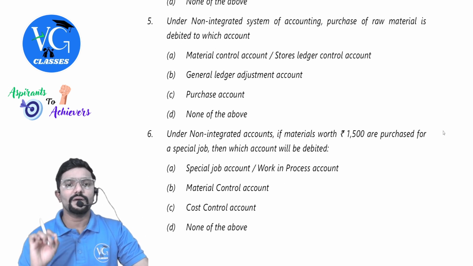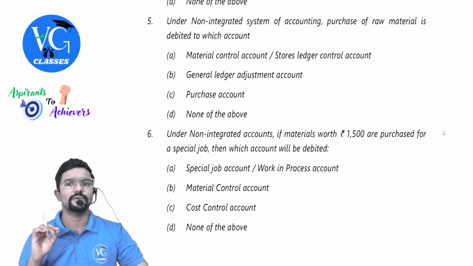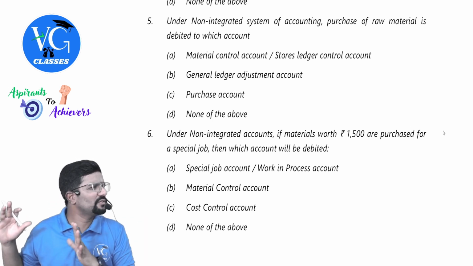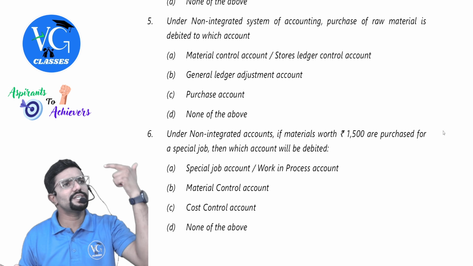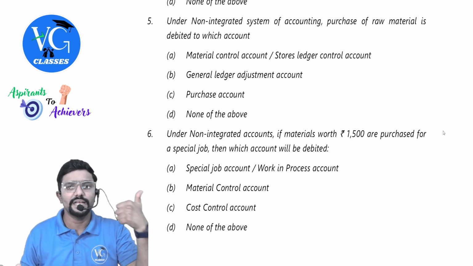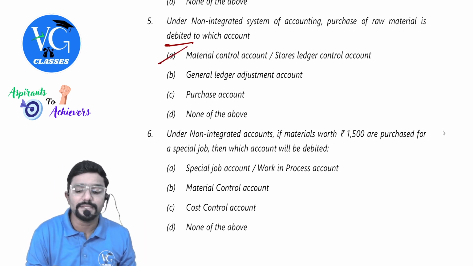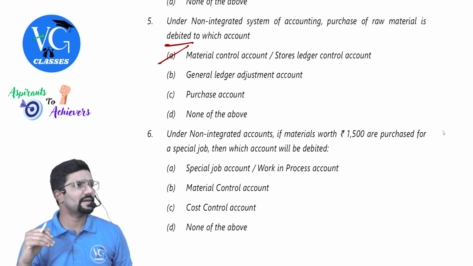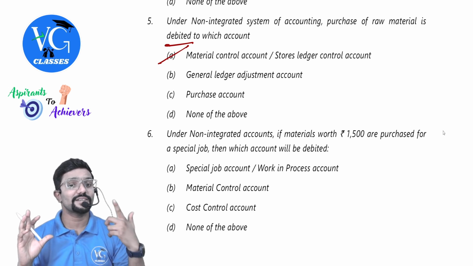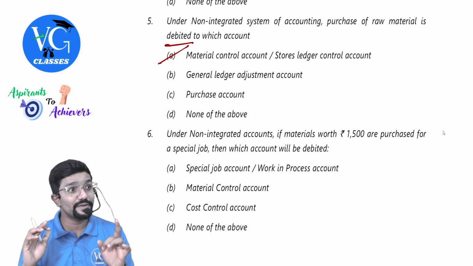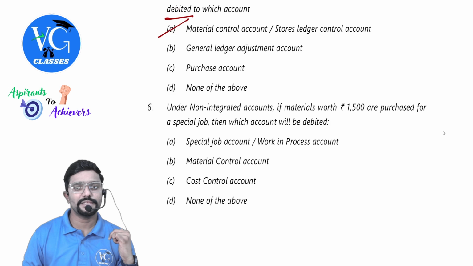Fifth one: under non-integrated system of accounting, purchase of raw material is debited to which account? First of all, just analyze the journal entry. Don't go through the options also. Sir, what is the journal entry? For purchase of raw material, stores ledger to general ledger or cost ledger. Correct? Now, they're asking which one will be debited. Stores ledger, or we also call it material control, one and the same. Then the other options: general ledger, purchase account, none of the above. Guys, general ledger also will be used in the journal entry, but it will be credited. Please be careful.